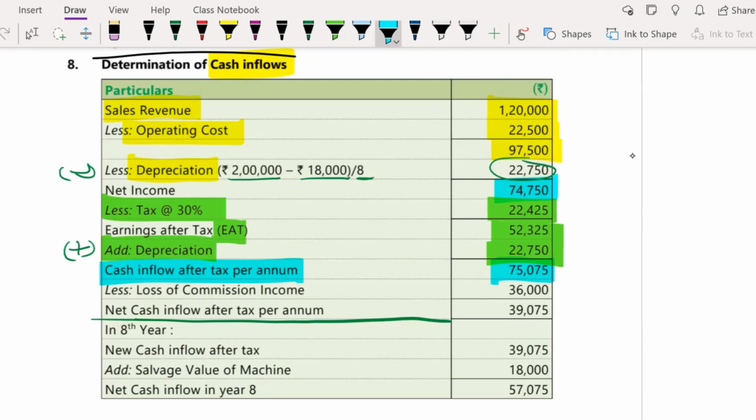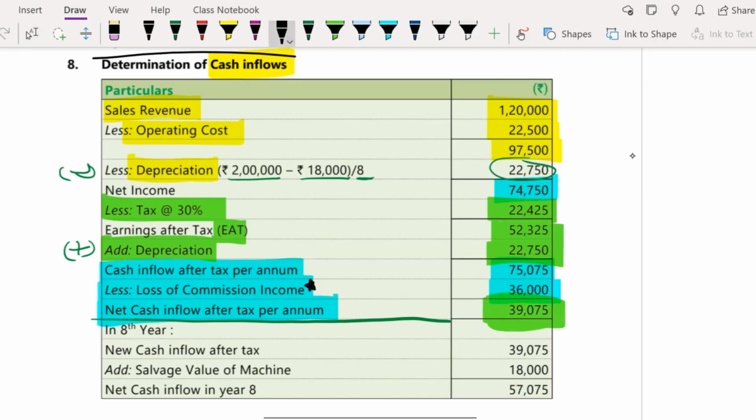It will be considered as a cash outflow only. Any income which you are receiving all through the years, but now it is going to be stopped since you're taking up some other project, then that will be considered as a cash outflow. So less loss of commission income, 36,000 per annum. So your net cash flow after tax per annum, which you have to consider, is 39,075 here. So this point is a nice point here. Okay, so this you have to remember. Okay, good. So this is what is your per annum from year 1 to year 7.